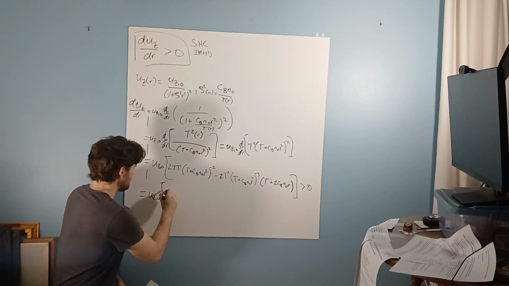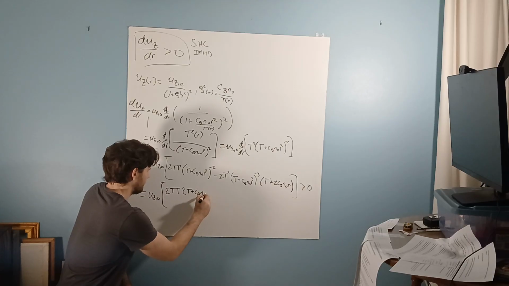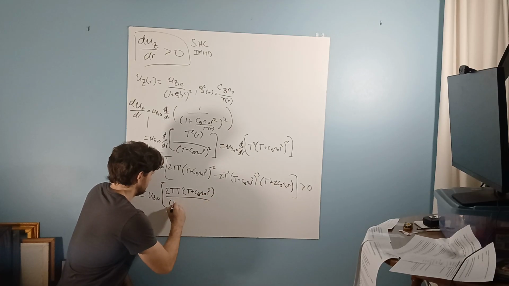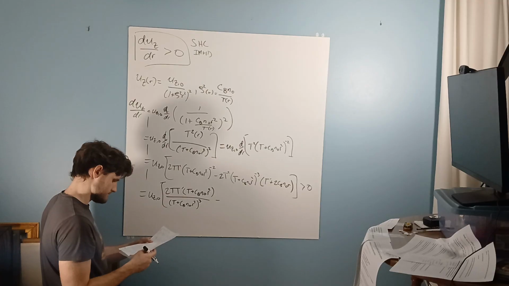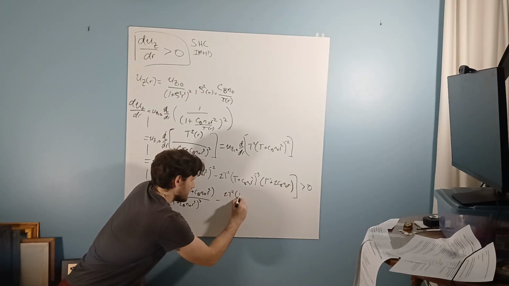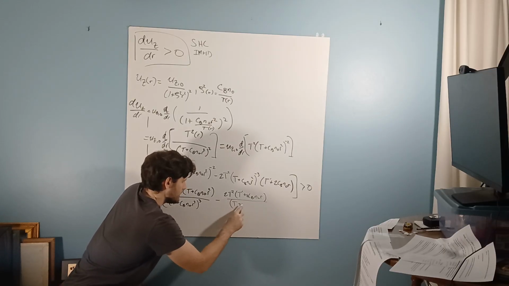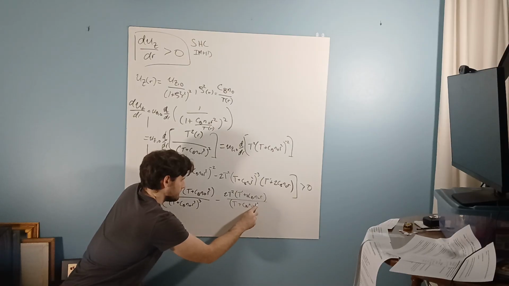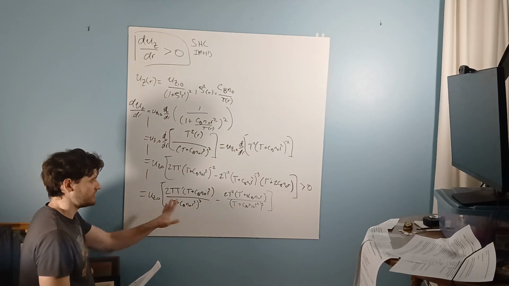So what that then results in is 2t t prime minus 2t squared t prime plus 2 cb n naught r over, okay? So there's going to be some significant cancellation going on here.